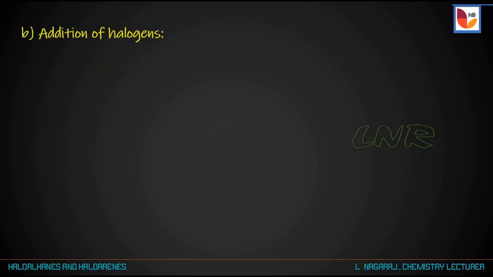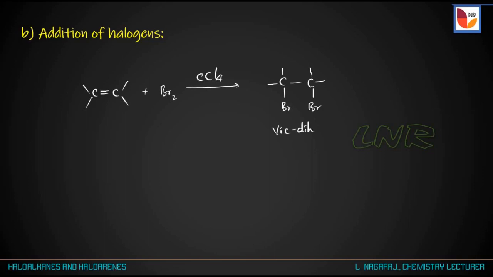Next one is the addition of halogens. When an alkene undergoes halogenation, that is bromination, in the presence of CCl4, carbon tetrachloride, it gives vicinal dihalides, that is, the double bond is replaced by the halogens. Vicinal means the halogen atoms are attached to adjacent carbon atoms. Such compounds are generally called vicinal dihalides.